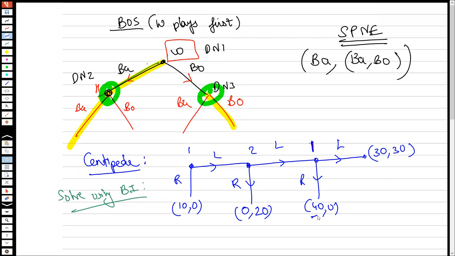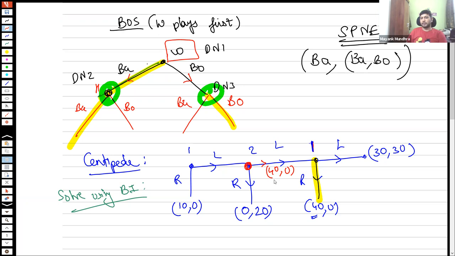So what should player two do here? Now player two knows that if he picks left, it becomes 40, 0. So you can as well write 40, 0 here. If he picks L, the payoffs are going to be 40, 0. If he picks right, the payoffs are going to be 0, 20. So what will player two do now?